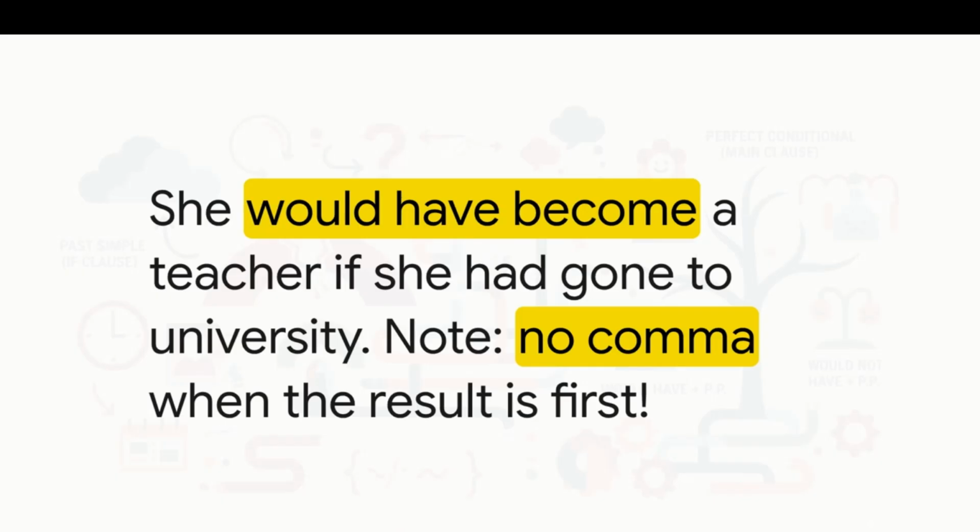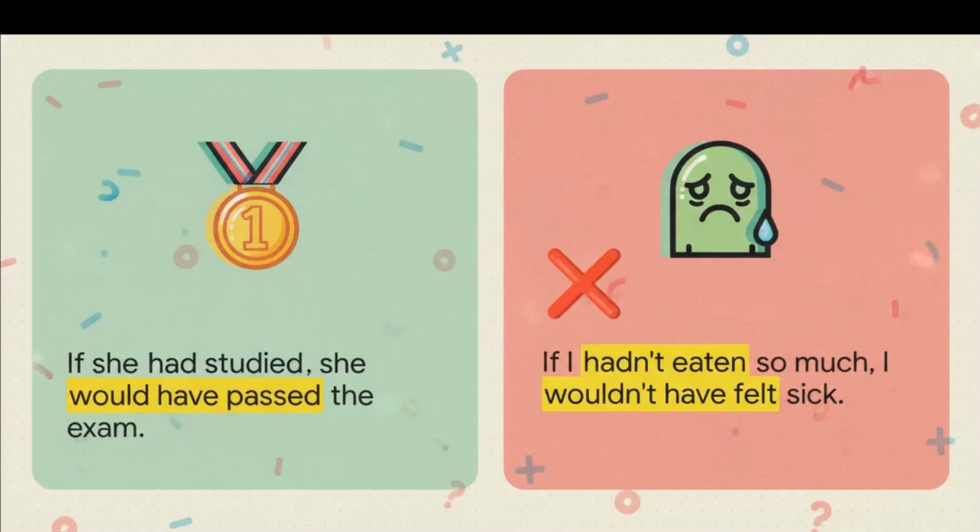The reality, of course, remains the same. She didn't go to university, so she didn't become a teacher. And this structure works perfectly for both positive and negative situations. You can imagine a good outcome from a good condition, like if she had studied, or you can imagine avoiding a bad outcome by changing a past action, like in if I hadn't eaten so much. In both cases, you're just rewriting the past to create a different result.